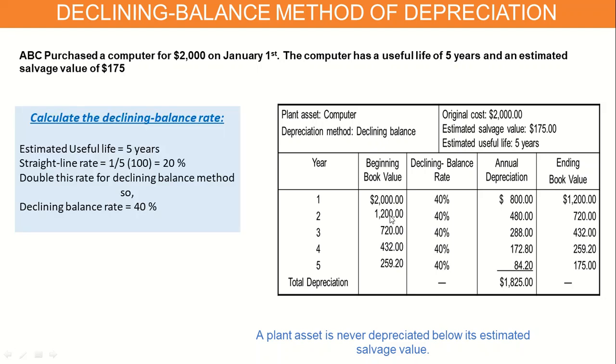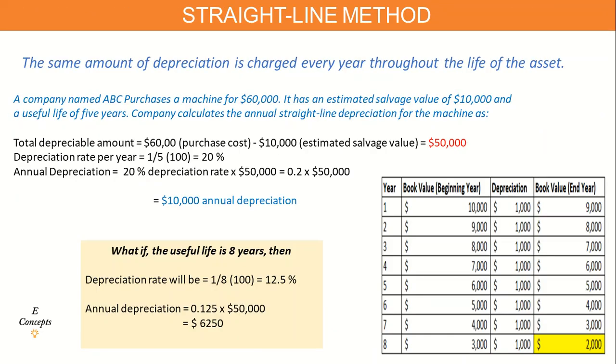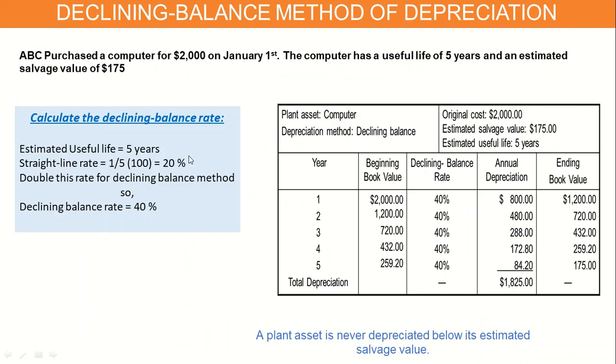Now how do we calculate this 40% declining balance rate? We had an estimated useful life of 5 years. The straight line method says that the depreciation rate will be 1 over 5 into 100, exactly how we calculated it in the previous example: 20%. But we have said that in the declining balance method, it is double the straight line rate. So we will multiply it by 2, so the declining balance rate will be 40%. So here it is 40%.